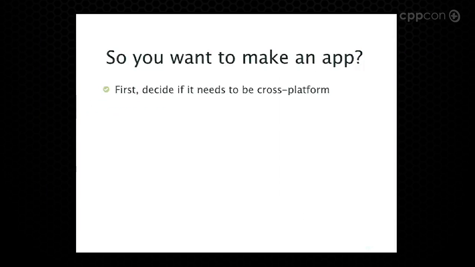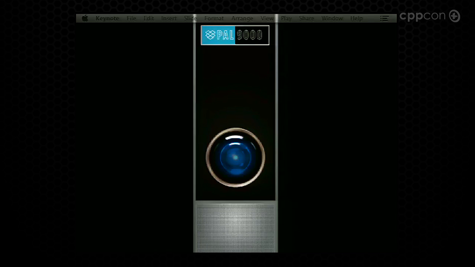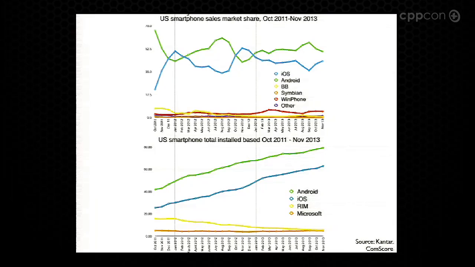So the first question that you probably want to answer is, do you want to make an app? I'm assuming the answer is probably yes. In that case, you need to decide, does it need to be cross-platform? And hopefully this graph will give a little bit of insight into that. Oops, that's the wrong button. Just hit play. There we go. All right, laser pointers, not for the faint of heart.